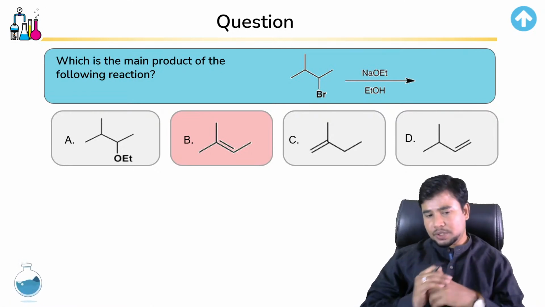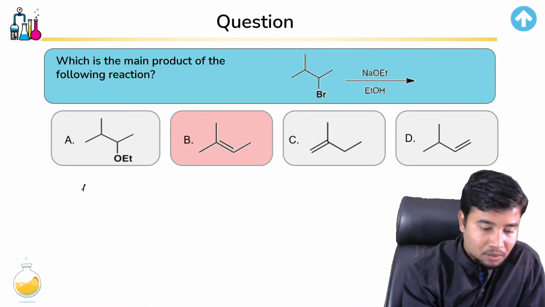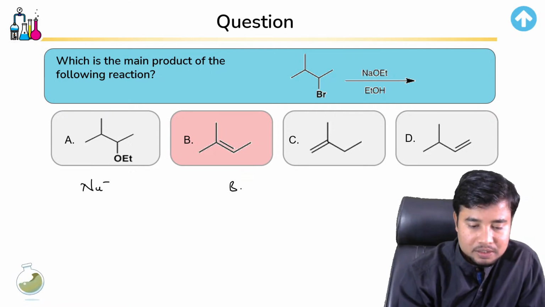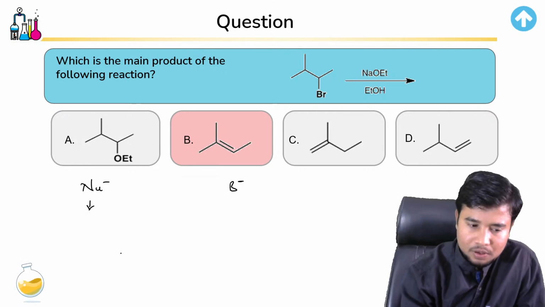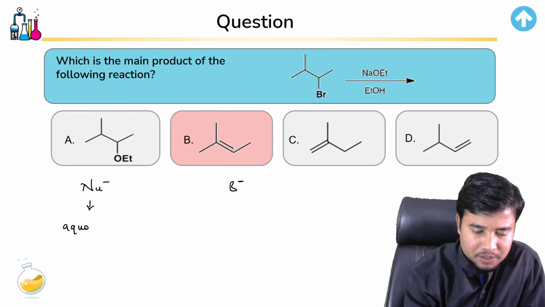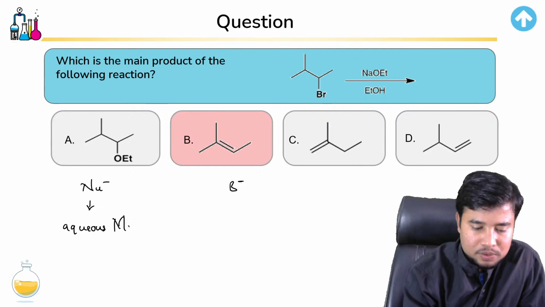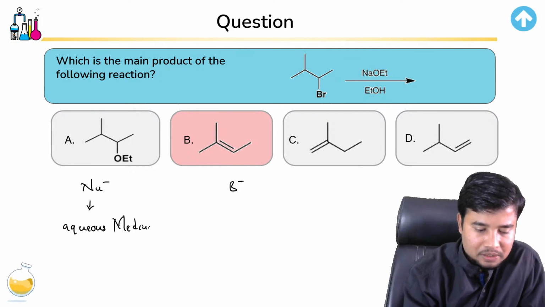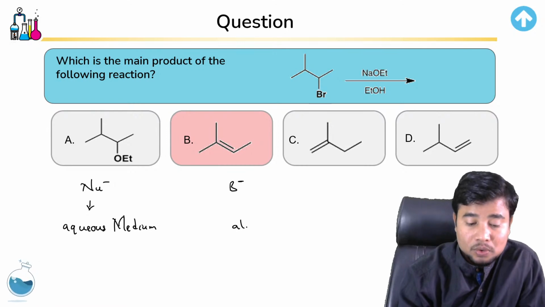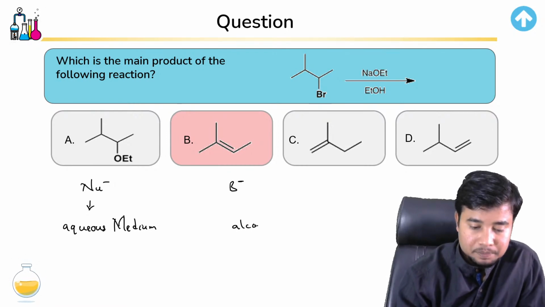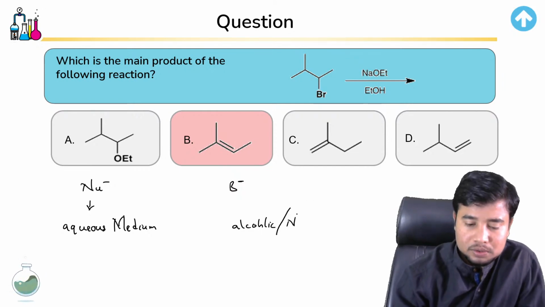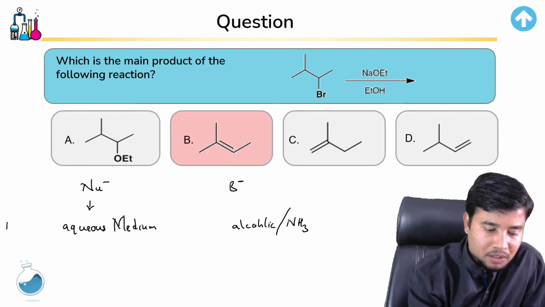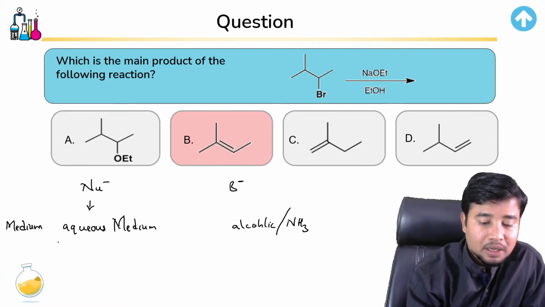And what we have understood here is these two things. One is the action of a nucleophile, the other is the action of a base. Nucleophiles would need an aqueous medium. On the other hand, a base would need an alcoholic or some solvent other than water. So these are the mediums that help us have elimination products.